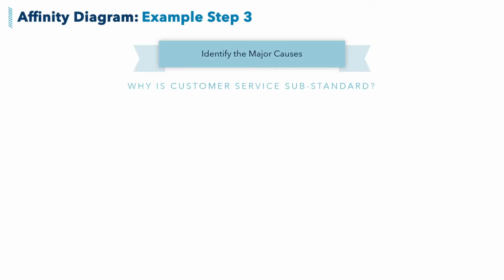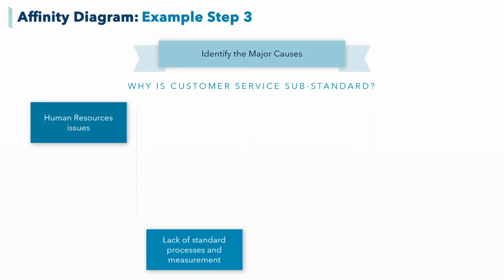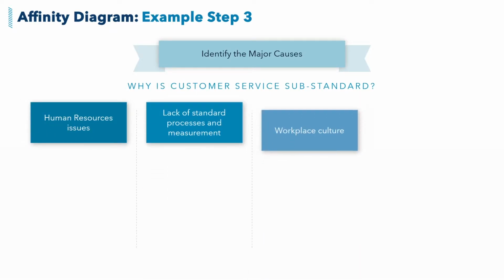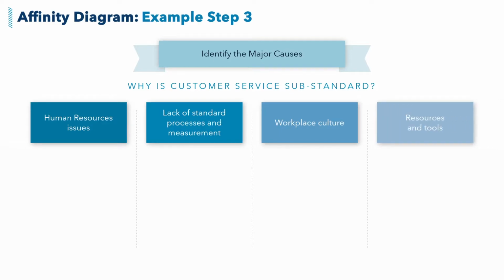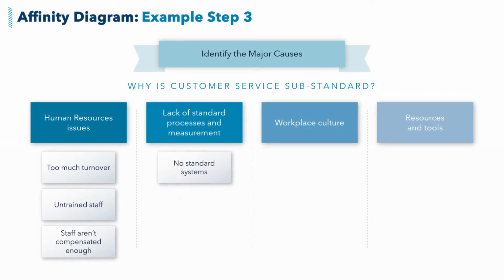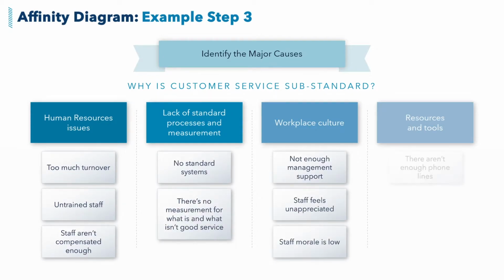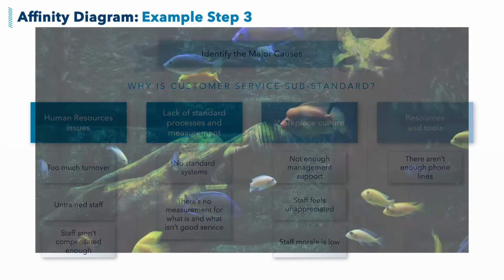The determined headers include human resource issues, lack of standard process of measurement, workplace culture, resources, and tools, among others. Make sure that you write the major cause at the top of the diagram and place a header card above each group of issues. This will allow the team to review and discuss the points for clarification and documentation. Now that the major causes are identified, it is possible to prioritize ideas and create resolutions for improvement.